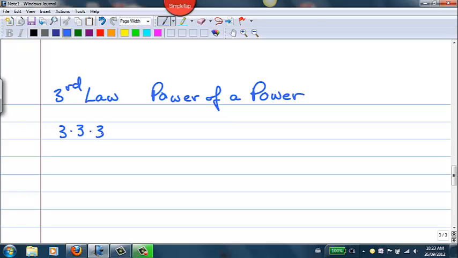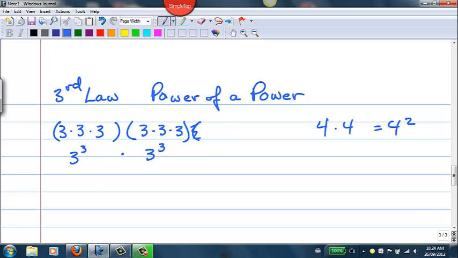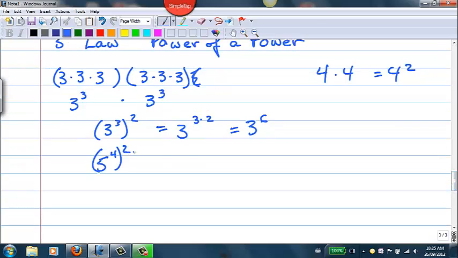So if I've got 3 times 3 times 3 multiplied by 3 times 3 times 3, we've got a repeated multiplication. That's like saying 3 to the power of 3 times itself. Just like 4 times 4 is equal to 4 squared, this is 3 cubed times 3 cubed, or 3 cubed squared. If I look at all those 3's, I've got 6 3's up there. So that's like saying 3 to the 6, or 3 to the 3 times 2. So I multiplied the exponents to get my power.